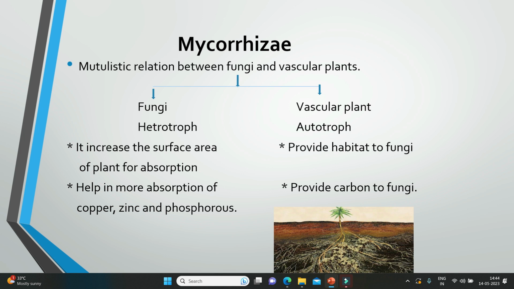The other one is mycorrhiza. It is a mutualistic relationship between fungi and vascular plants. Fungi are heterotrophs, and vascular plants are autotrophs. Fungi increase the surface area of the plant for absorption, whereas vascular plants, in return, provide habitat to the fungi. Fungi help in greater absorption of copper, zinc, and phosphorus, which are useful for vascular plants, and vascular plants provide carbon to the fungi.